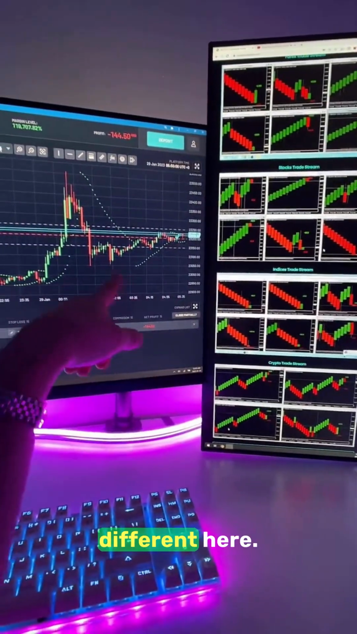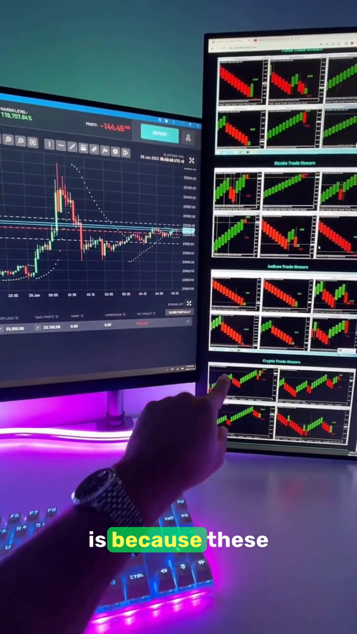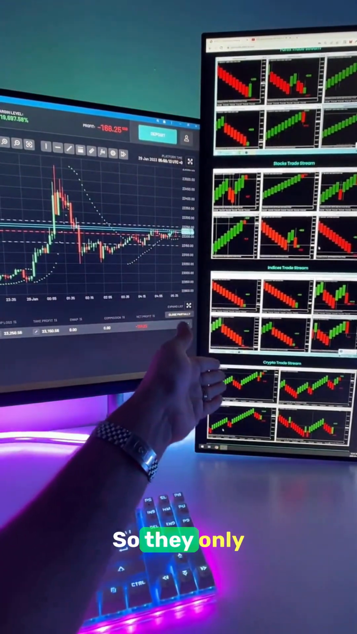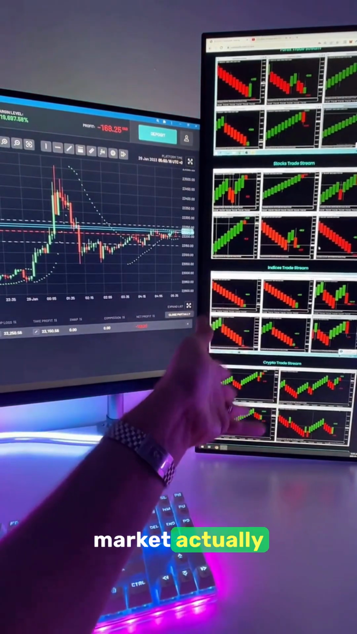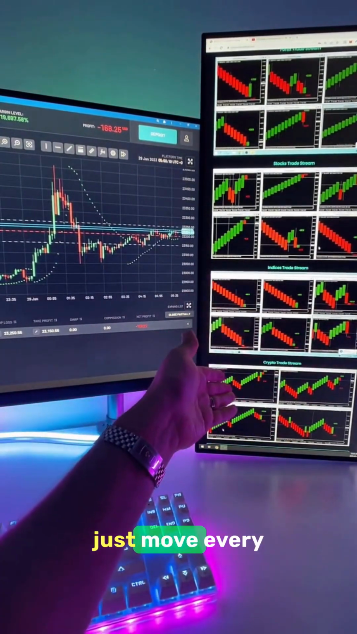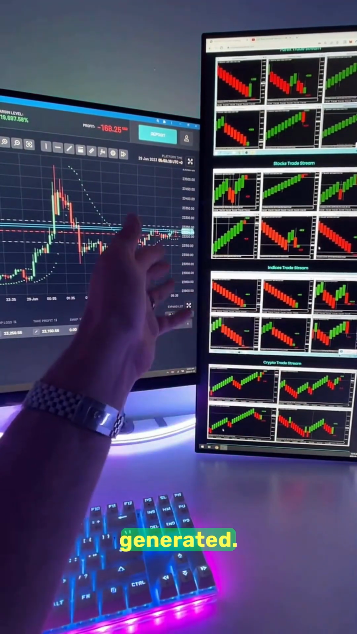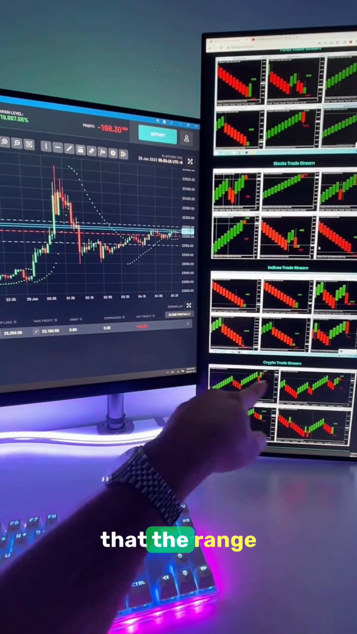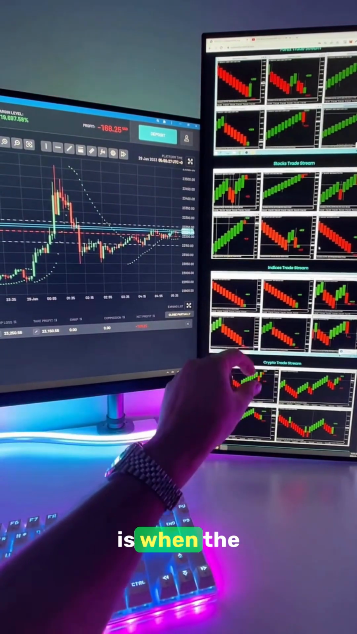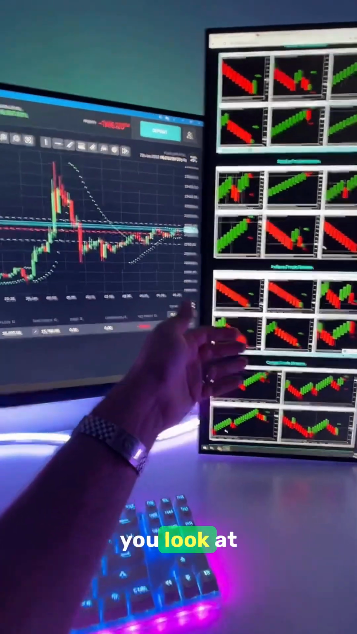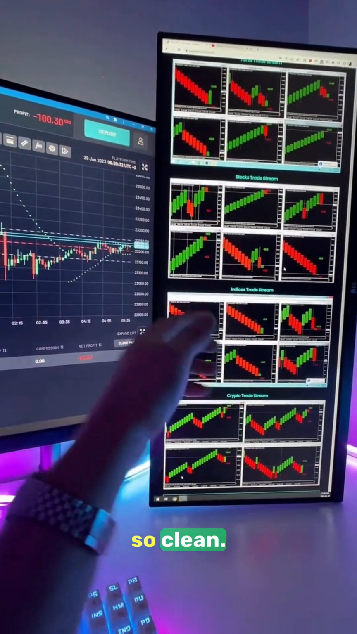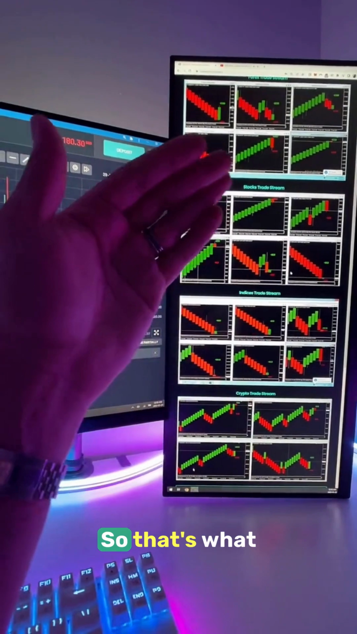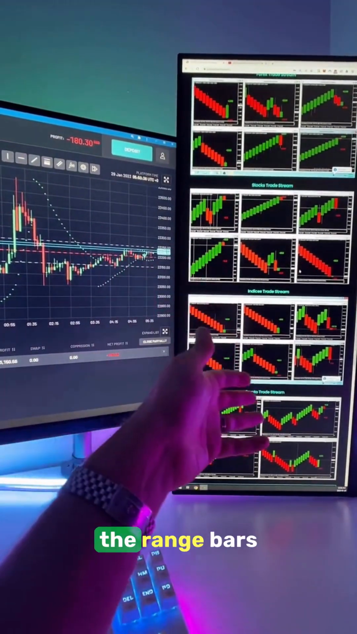they look very, very different here. The reason is because these range bars are only based on points. So they only move when the market actually moves. They don't just move, with a new one generated every 5 minutes. That's not how it works. The only way that the range bars are generated is when the market moves. So what that does is, if you look at all of this chart, it looks so clean, a very clean uptrend, a downtrend, uptrend, right? So that's what the range bars are.